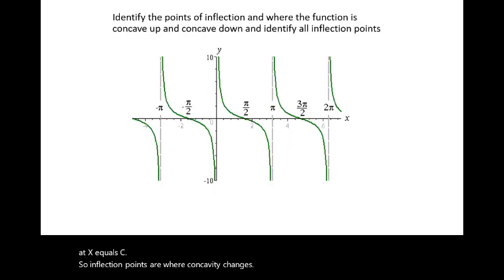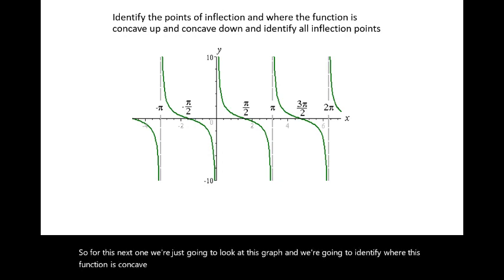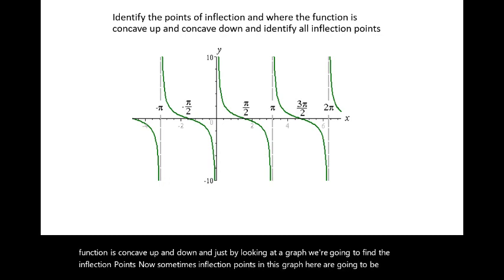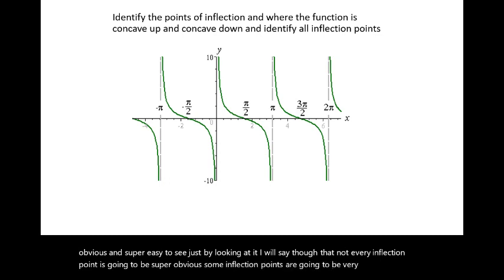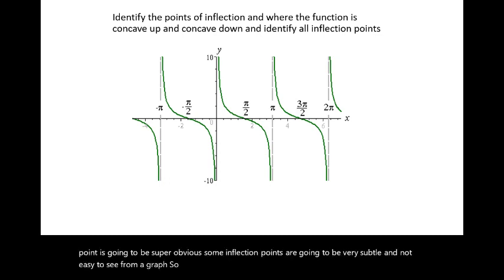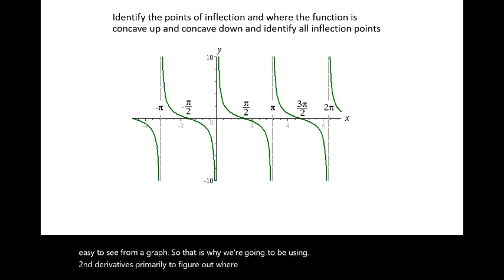So for this next one, we're just going to look at this graph and we're going to identify where this function is concave up and down, and just by looking at a graph, we're going to find the inflection points. Now, sometimes inflection points, like in this graph here, are going to be super obvious and super easy to see just by looking at it. I will say, though, that not every inflection point is going to be super obvious. Some inflection points are going to be very subtle and not easy to see from a graph. So that is why we're going to be using second derivatives primarily to figure out where the inflection points are, because they're not always visible from a graph. However, for this example, they are going to be.